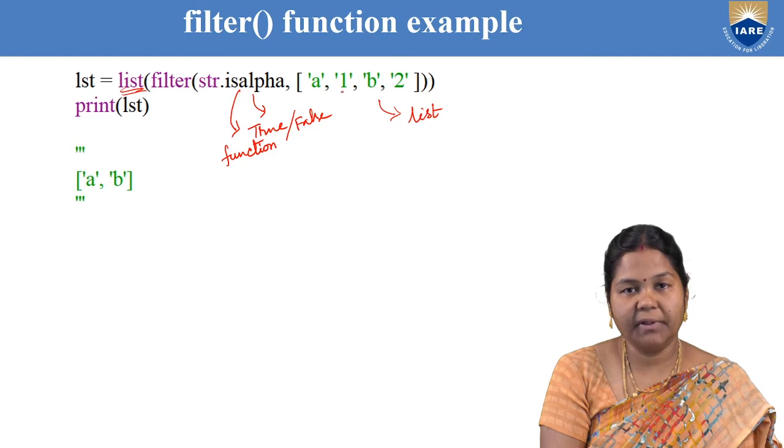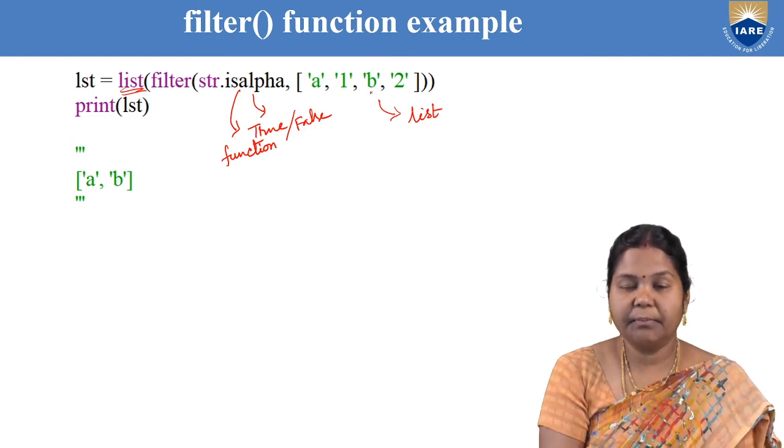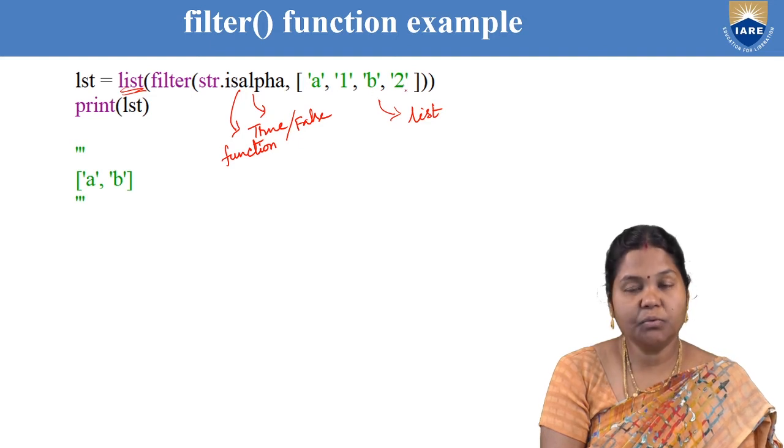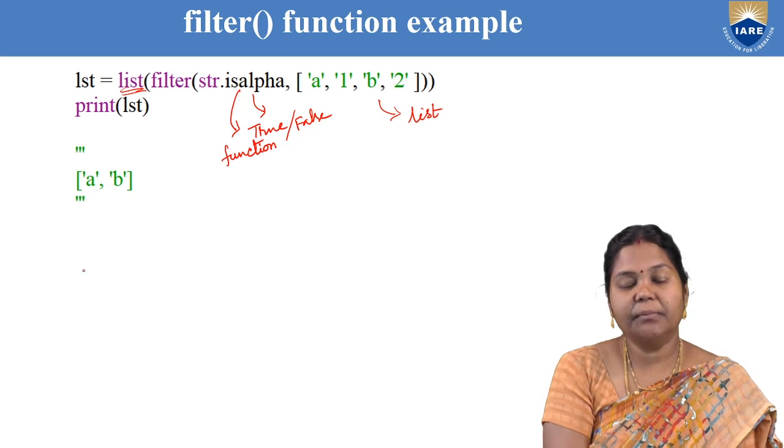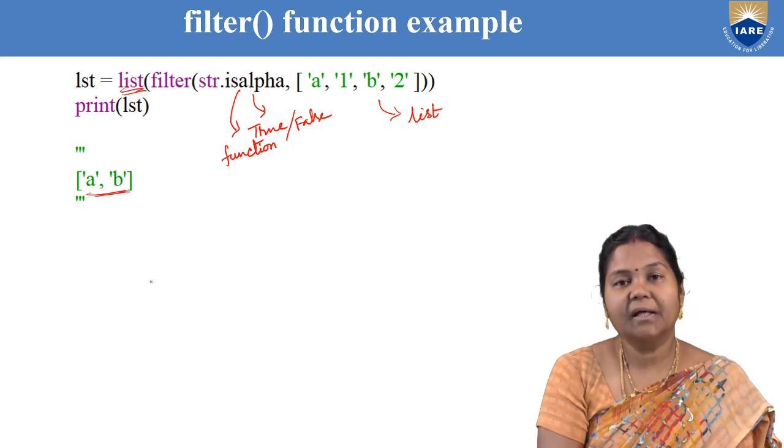1 is not an alphabet, so the isAlpha method will return false. Then B is an alphabet, and 2 is not an alphabet. So the final output contains only A and B, extracted from this list.